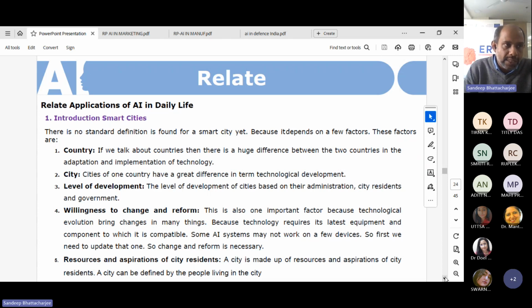Resources and aspirations of city residents. So a city is made up of resources and aspirations of city residents. So of course, if the residents of a particular city desire a very high quality of life, that life will be improved with the help of these smart devices. So that is also very important, what people desire in a particular city. Based on that, development is also being affected.